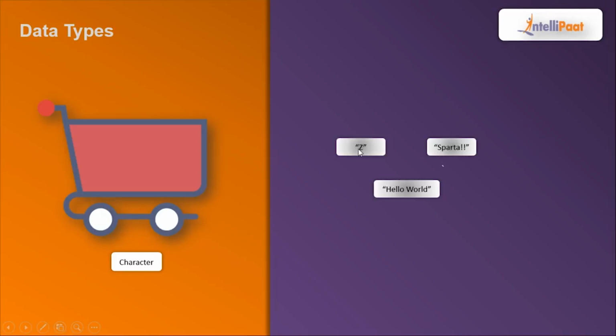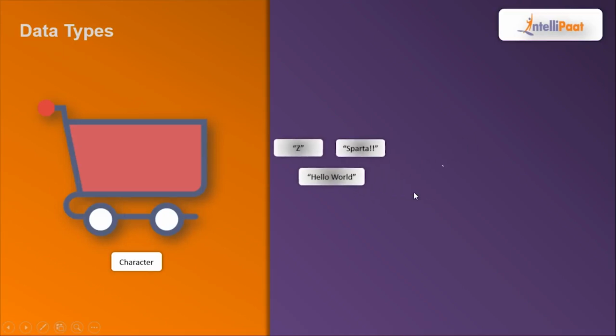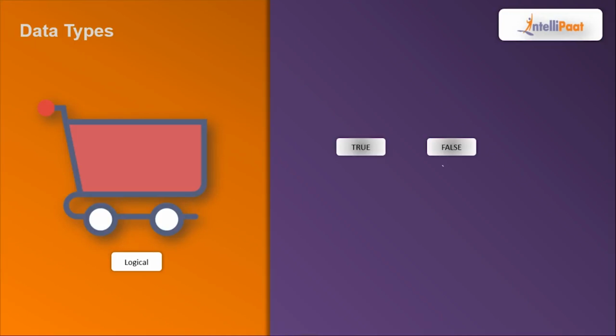So a character value could be either a single character Z, or it could be the word Sparta, or it could be two words such as hello world. Right. Now after the character data type, we also have the logical data types. So a variable can store logical values such as true or false. Now you guys need to keep in mind that in R, by convention, this needs to be in capital, right? So this keyword TRUE is capital and this keyword FALSE is also capital.